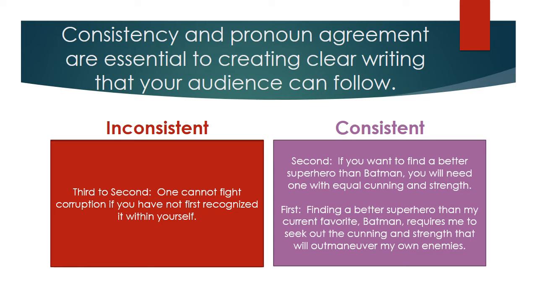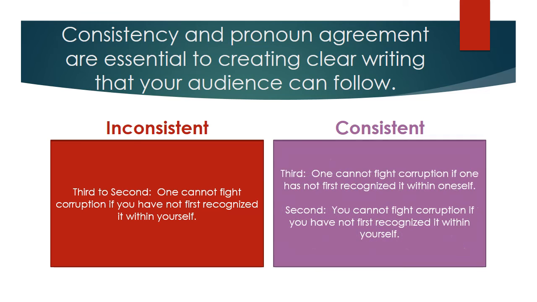It says, one cannot fight corruption if you have not first recognized it within yourself. And you can probably see the inconsistencies there. And again, you probably don't notice them if you hear the sentence, but the reality is it's not a clear sentence, and it's one that an audience can just kind of pass off as, there's no responsibility put on anybody here. But if we make it consistent, we can either choose to write it in third person. One cannot fight corruption if one has not first recognized it within oneself, which sounds a bit formal, but we've fixed the consistency problem. Or we could write it in second person.